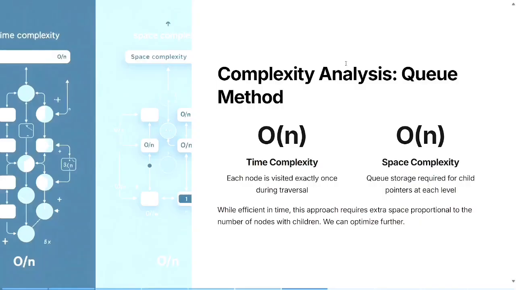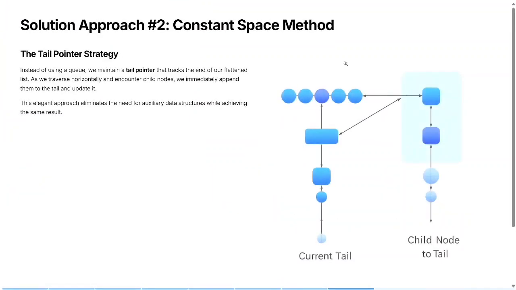My name is Krish Mandavra and my ID number is 24CS054. Now I will explain the second approach. Its name is the constant space method.